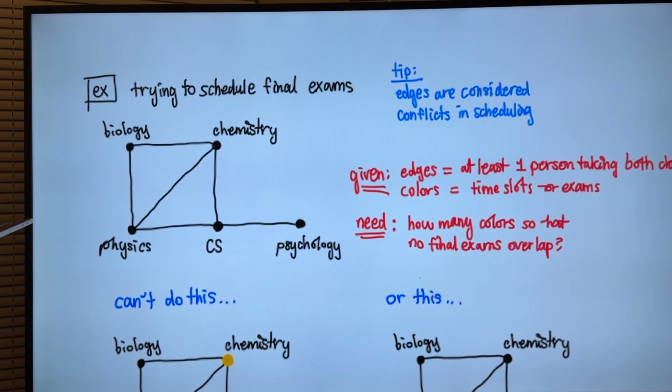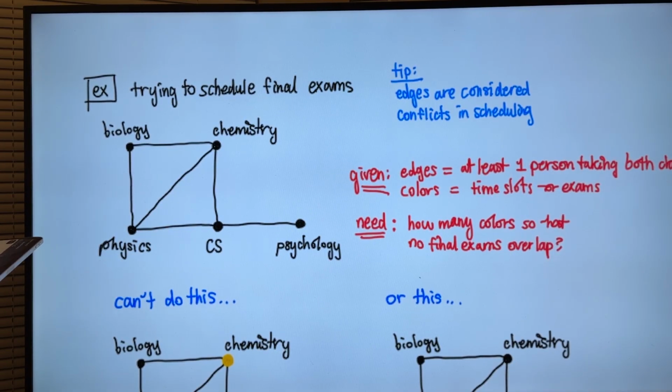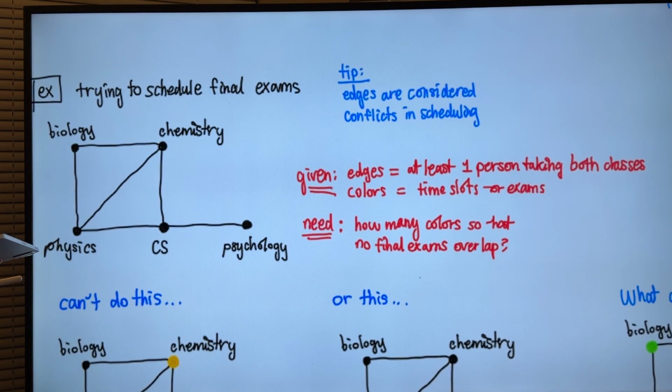You have biology, chemistry, physics, computer science, and psychology, okay? So keep in mind, for the points that have lines between them, for example, chemistry and physics, in this case, we are given some details here. The edges between any 2 points mean that you have at least one person taking both classes.